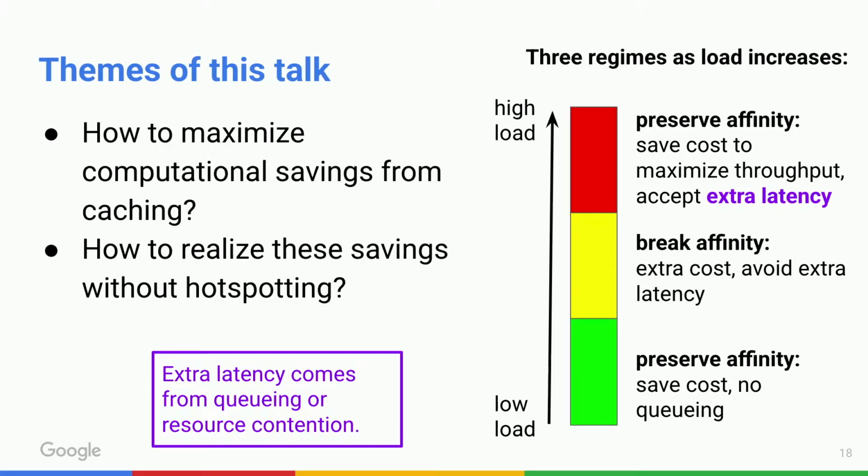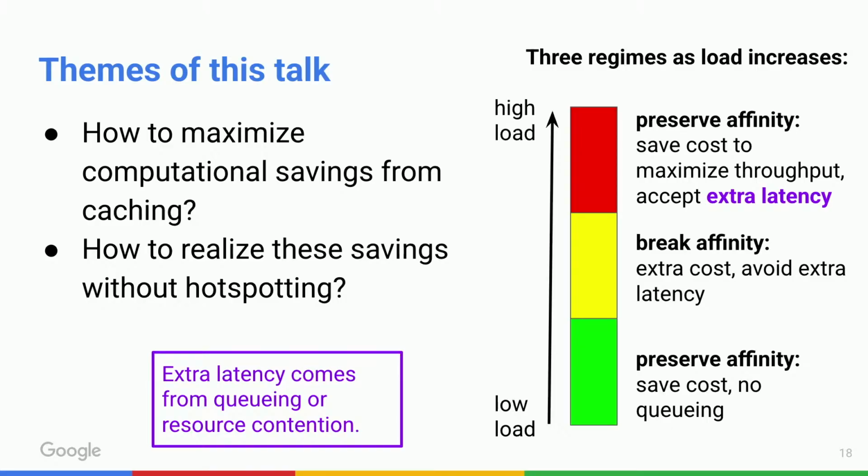But then it's not monotone, because when the load goes even higher, now you're in a real pickle. If you're breaking affinity all the time, you've actually increased the work that your system has to do. And if you're running very, very close to your capacity, you want to stop breaking affinity. You want to actually keep affinity and just deal with the extra latency. And so this non-monotonicity is a real bear to deal with.